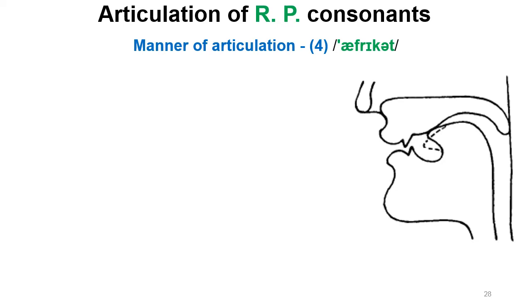Now, the 4th manner of articulation in English is affricate. An affricate is a combination of a plosive and a fricative. We block the air completely, like we do for a plosive, but then we do not release it suddenly. Instead, we release it with some friction, like we do for a fricative. Examples of affricates are ch and j. We have only 2 affricates in English, ch and j, which are produced at the post-alveolar position. In English, we have 1 voiceless affricate, ch.